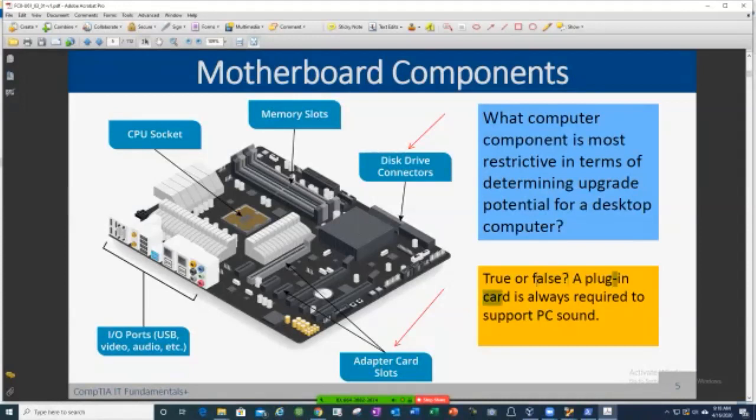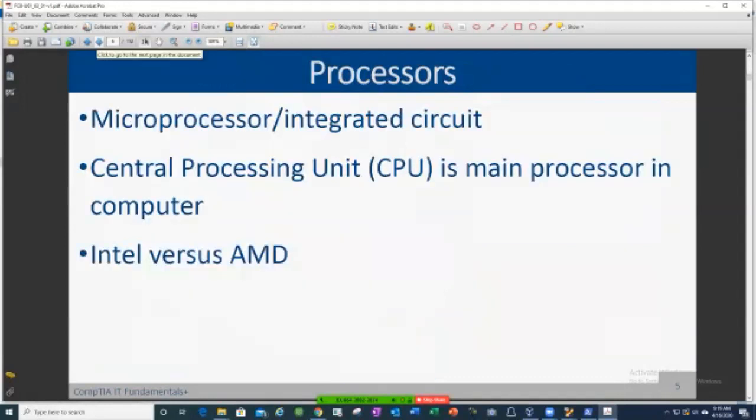So this is false. And the reason this is false is because, again, as I said, in most computers, especially home PCs or low-end PCs, almost 99% of the computers now come with built-in sound. So you do not have to buy an expansion card for the sound.